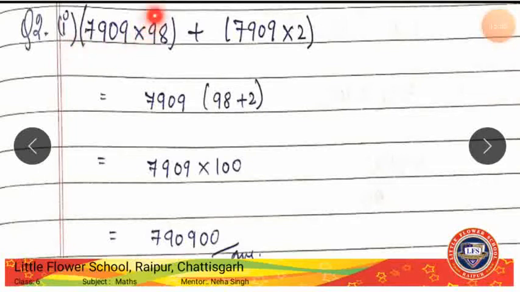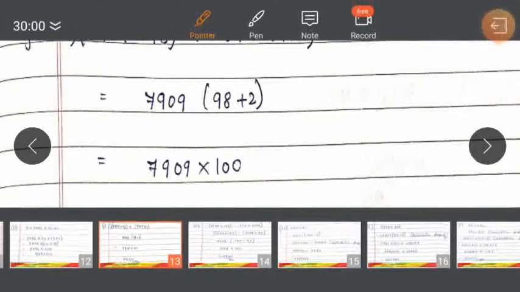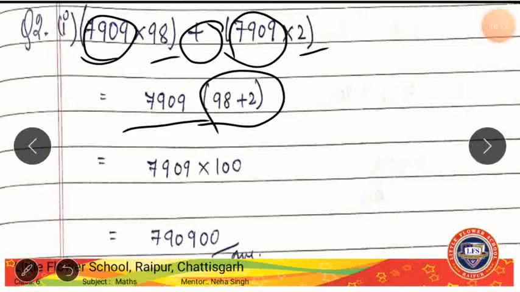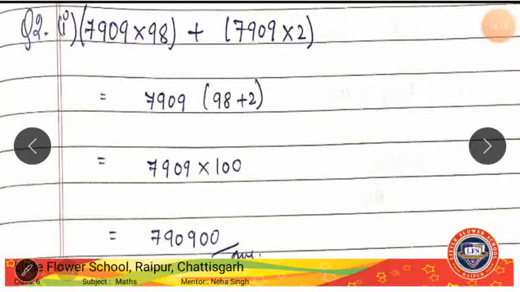How? See, here we can say 7909 is common in both the terms. So I can take 7909 as common. What am I left with? 98 and 2 and a plus sign. So 98 plus 2, right? 98 plus 2 is 100. 7909 into 100 is this. So our calculation became easier. Directly, not even one multiplication do we need to do, right?